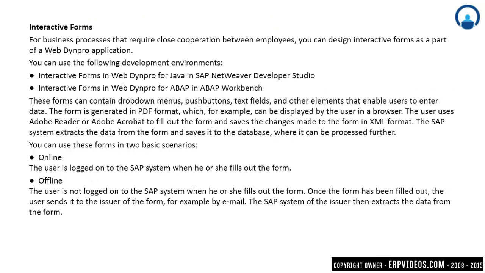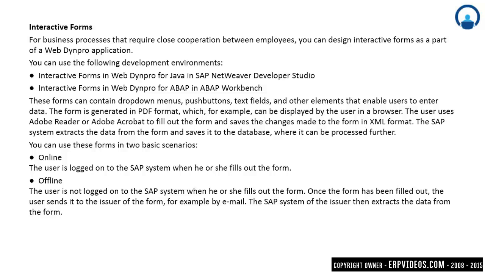Now we know that there are two types of interactive forms. One with the help of Java, another with the help of ABAP, that is, with the help of ABAP Workbench. So let us see the two different development environments. For business processes that require close cooperation between employees, you can design interactive forms as a part of a Web Dynpro application. So here we may use development environments like interactive forms in Web Dynpro for Java, in SAP NetWeaver Developer Studio, and interactive forms in Web Dynpro for ABAP in ABAP Workbench.